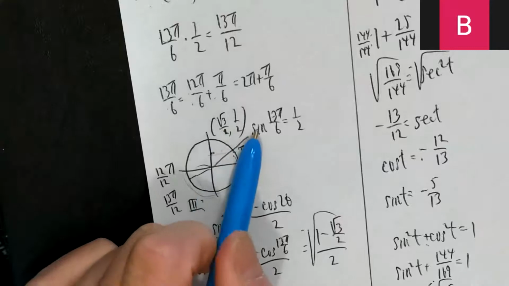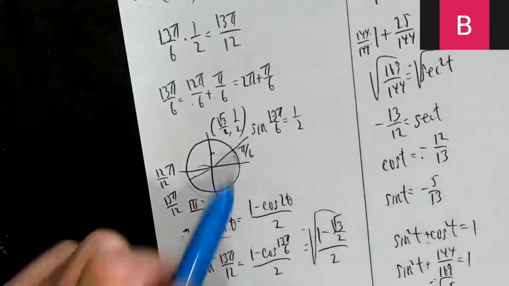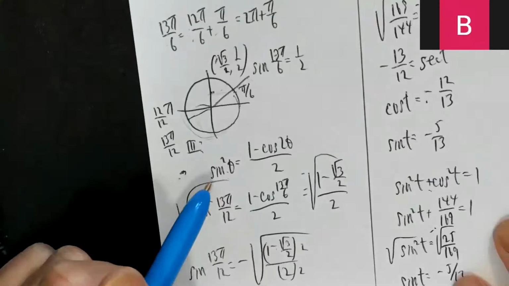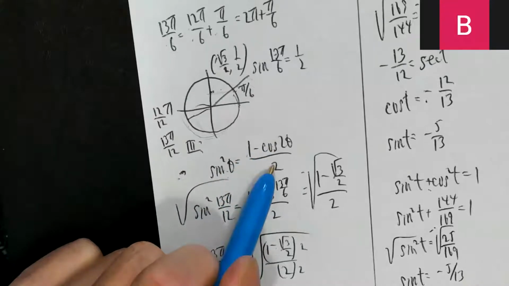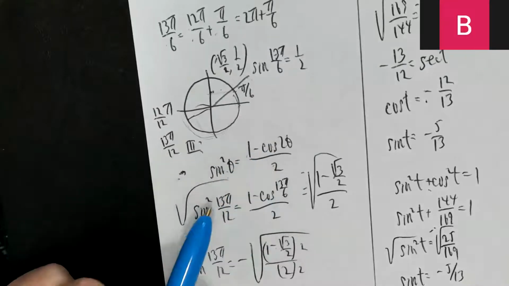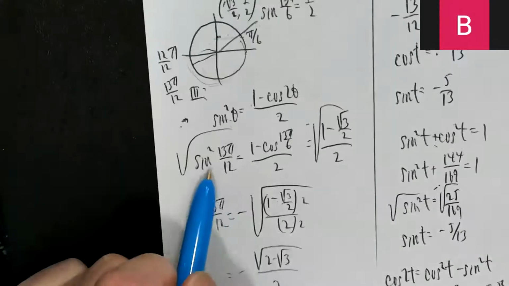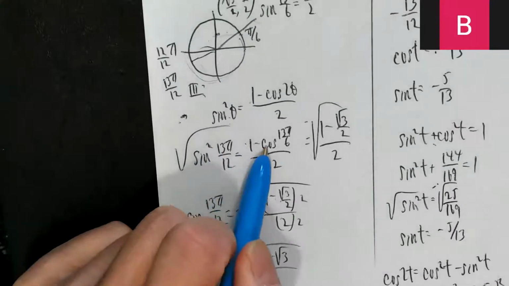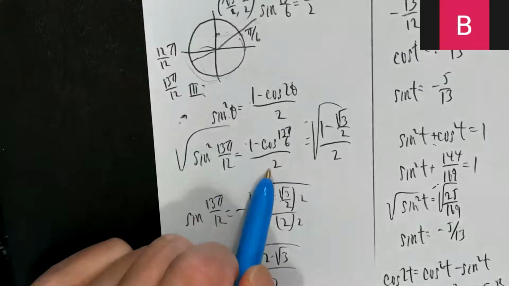Okay, so among other things, that means the sine of 13 pi over 6 is a half. Cosine of 13 pi over 6 is radical 3 over 2. Okay, so now I can use the formula. What is the formula? Sine squared theta equals 1 minus cosine 2 theta over 2. So the angle that I want to find out goes here, 13 pi over 12. Sine squared of 13 pi over 12 is 1 minus cosine of double this angle, 13 pi over 6, all over 2.